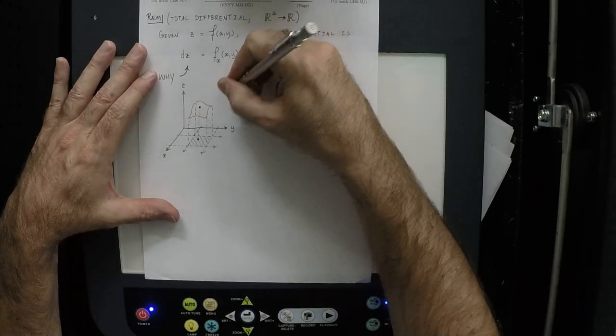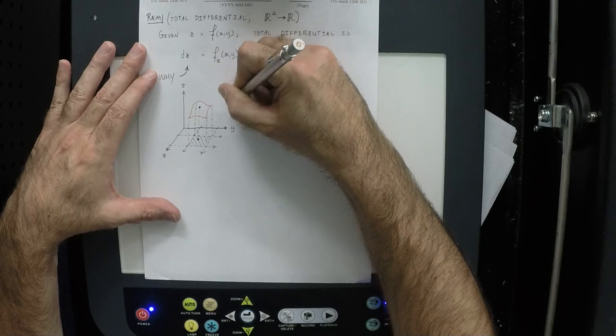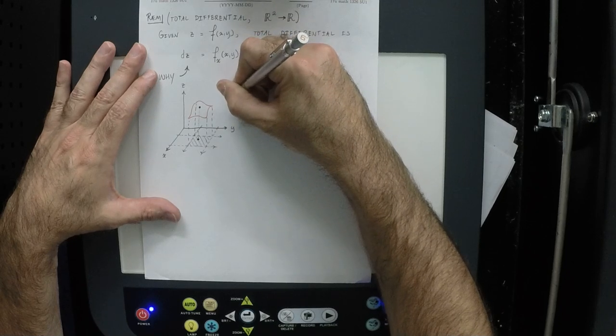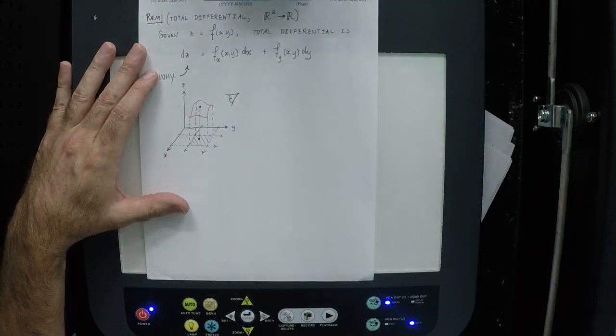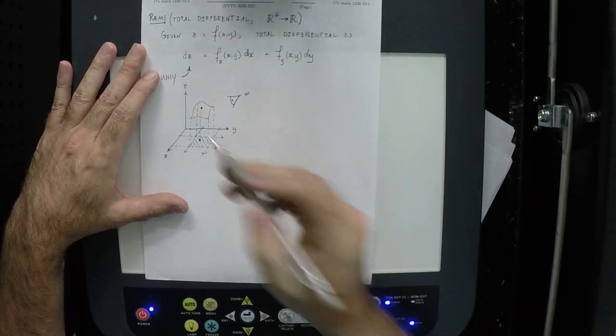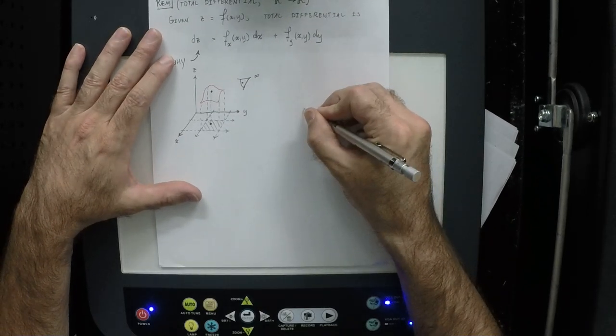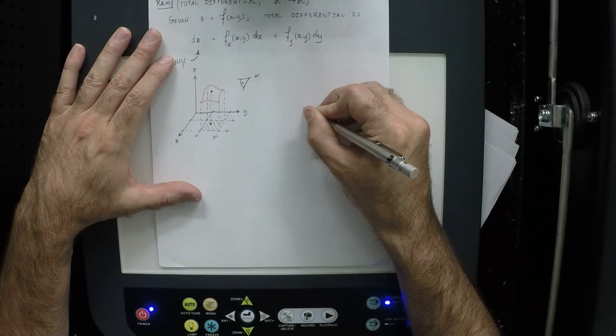So what I'm telling you is that if you were to look extremely closely at that point with the calculus eyeball, it would be flat looking to you. So now I'm going to draw what it would look like.